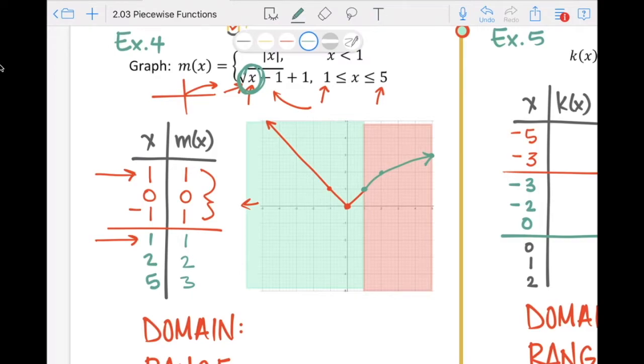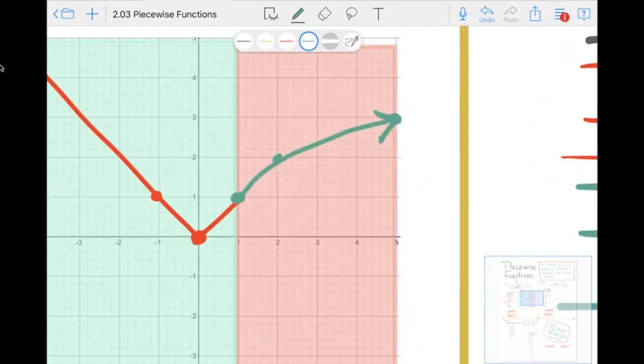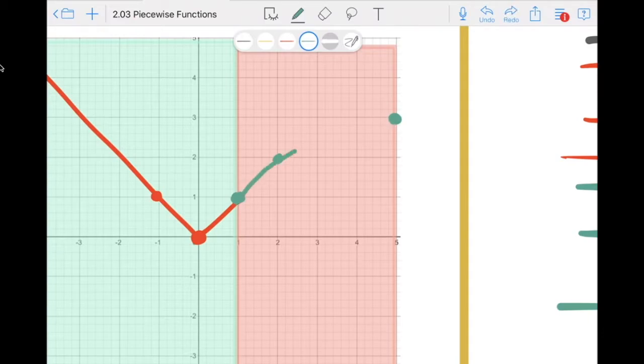Now, I just made a mistake right here. Notice I put an arrow at the end of that just out of habit, but it doesn't have an arrow. It actually ends, because of the domain restriction, it ends at 5.